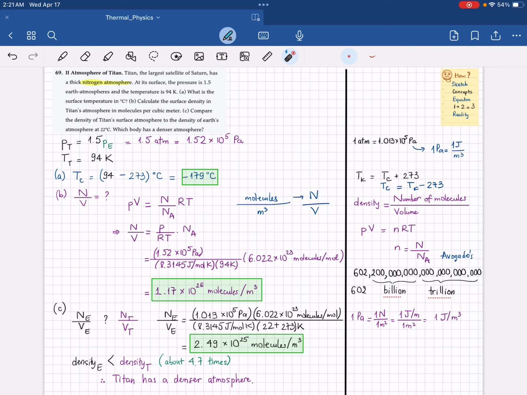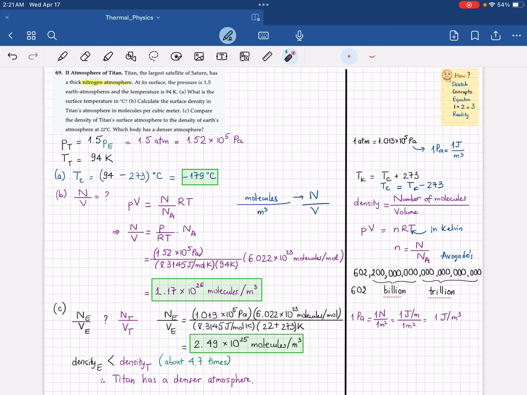Okay, so anyway, back to the Earth. Just plug in the values, right? The same thing. And remember, you have to convert the unit, degree Celsius, back to Kelvin, because these equations only work with temperatures in Kelvin. Remember that, okay? In Kelvin. And then you can find the number of molecules per cubic meter for the Earth.